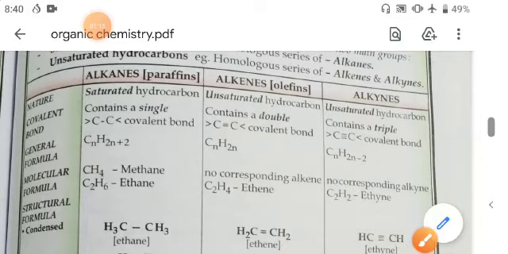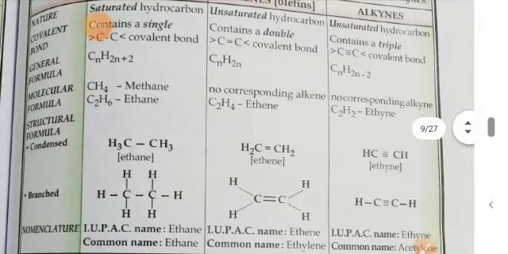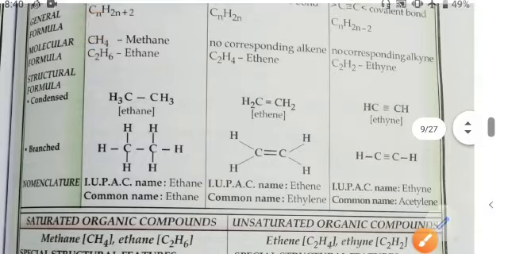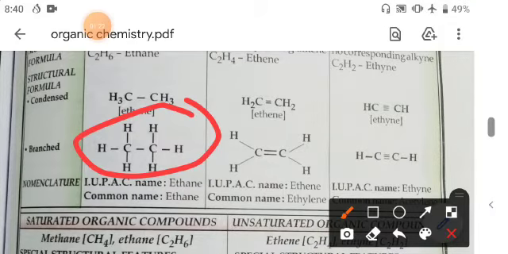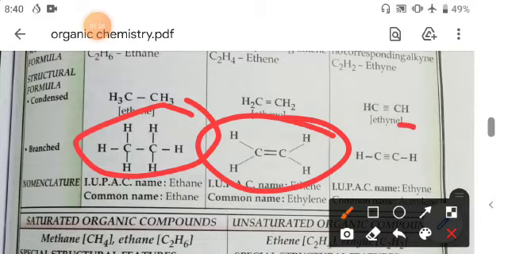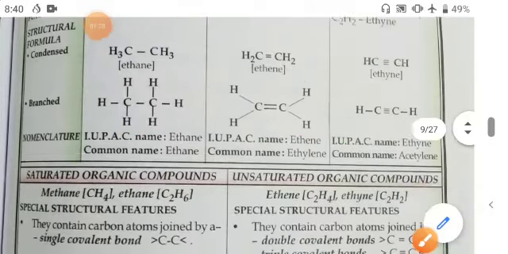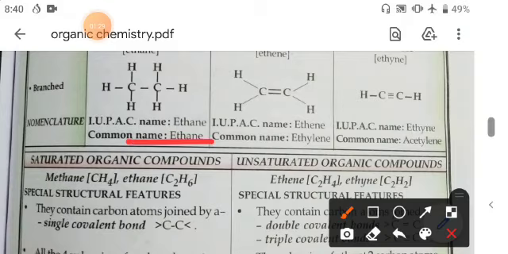Now the next thing is the structural formula. Here you are seeing, you will write the carbon, then you will fulfill it with hydrogens. In this case the IUPAC name is ethane, and in this case ethene, where E and E will be there, and here Y and E will be there, ethyne.